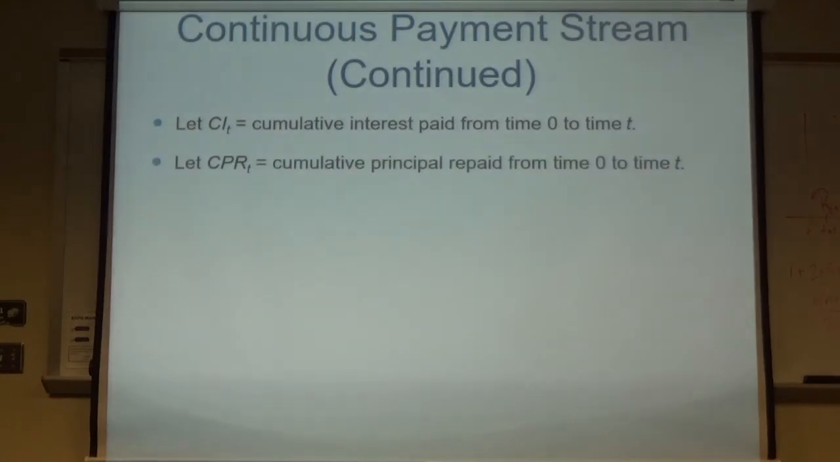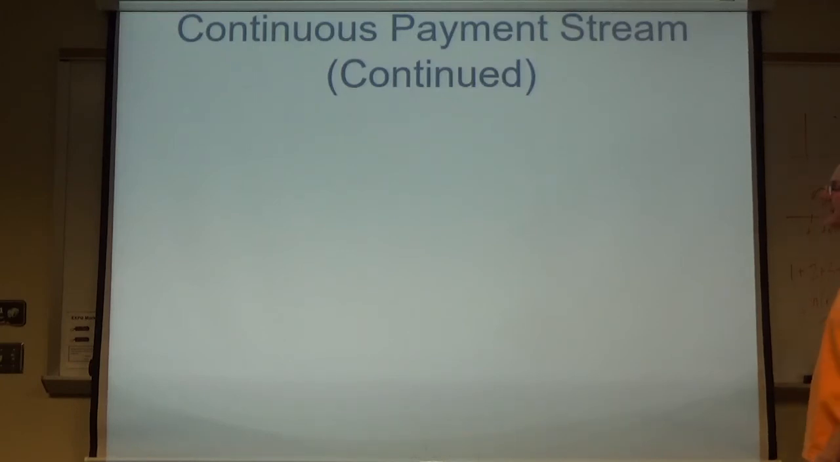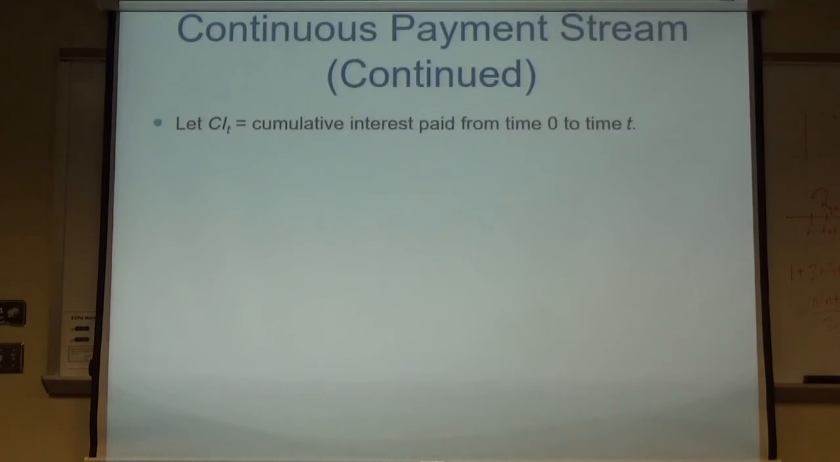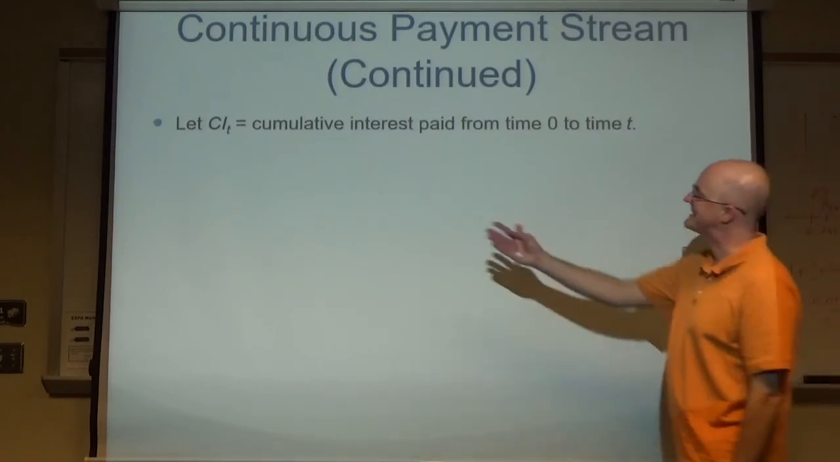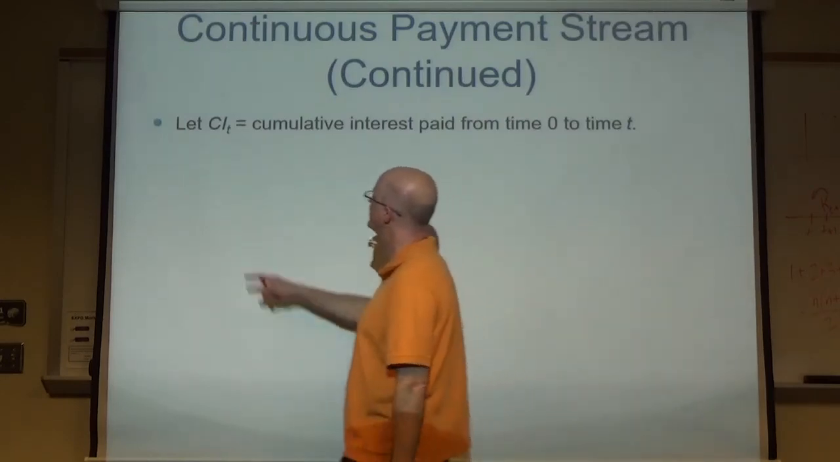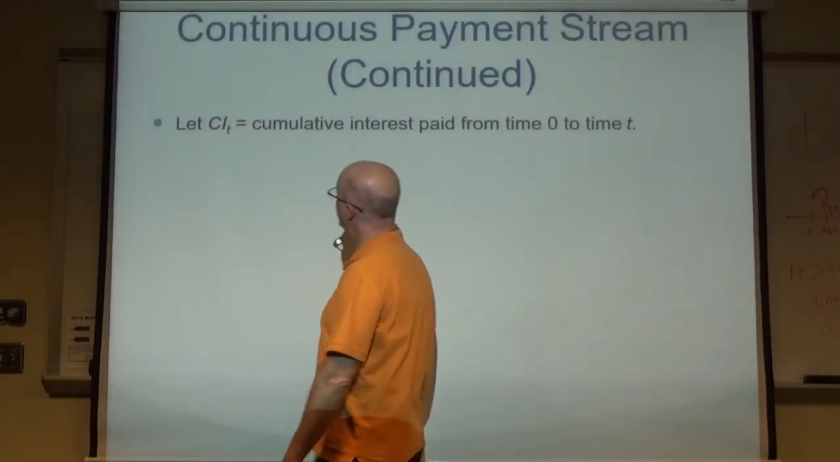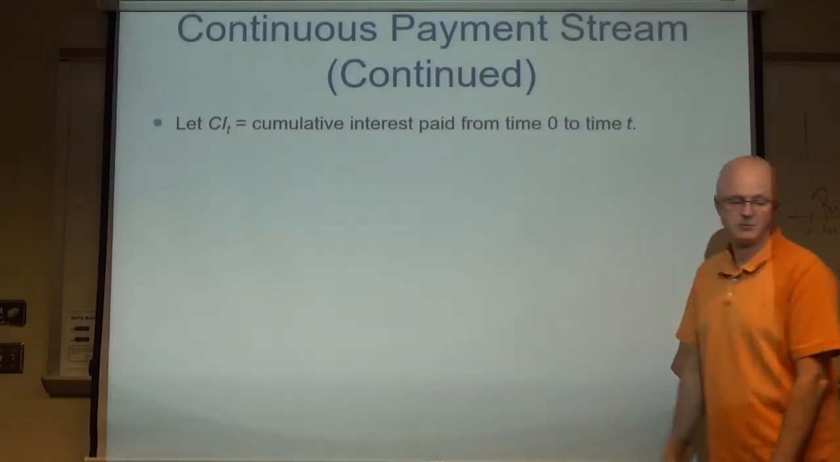I don't have an example here, right away at least. There are some other quantities that I think are interesting to think about here. You could talk about the cumulative amount of interest that you pay from time 0 to time t. I'm calling that CI(t), which is not standard notation, C standing for cumulative. How much interest do you pay over time?